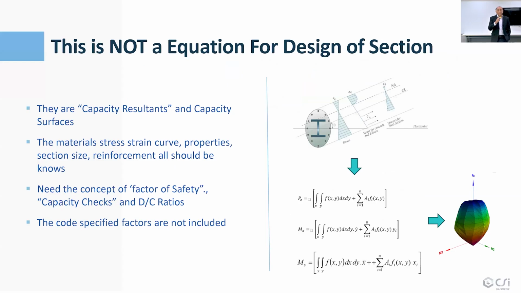So these are not equations for design of a section, because the cross-section has to be known and reinforcement has to be known before we can compute this capacity. That means it's a capacity check. It's not a design. So to use it in design, we actually need to use iterative procedures to check the capacity and see if the DC ratio is right. If it is right, it's okay. If it is too much, we reduce reinforcement. If it is too less, we increase it, and so on.